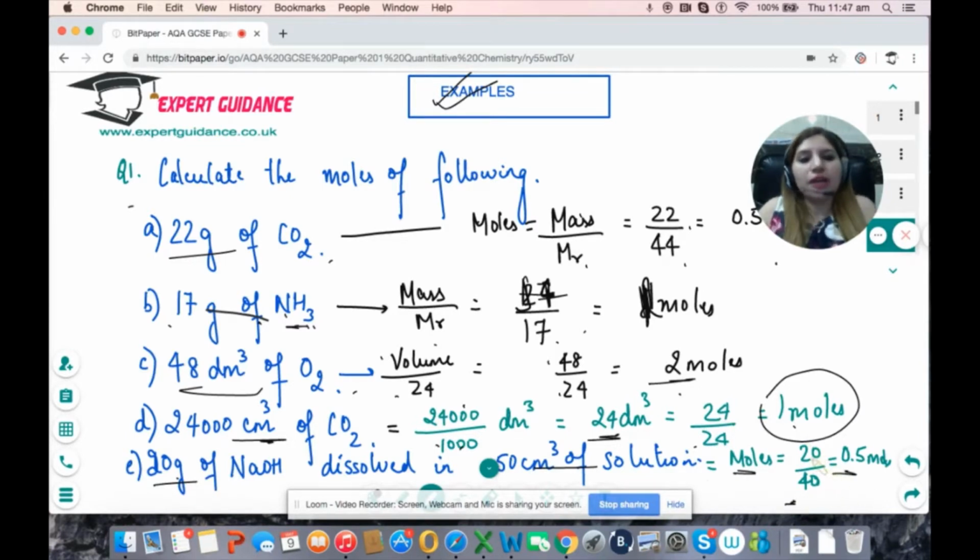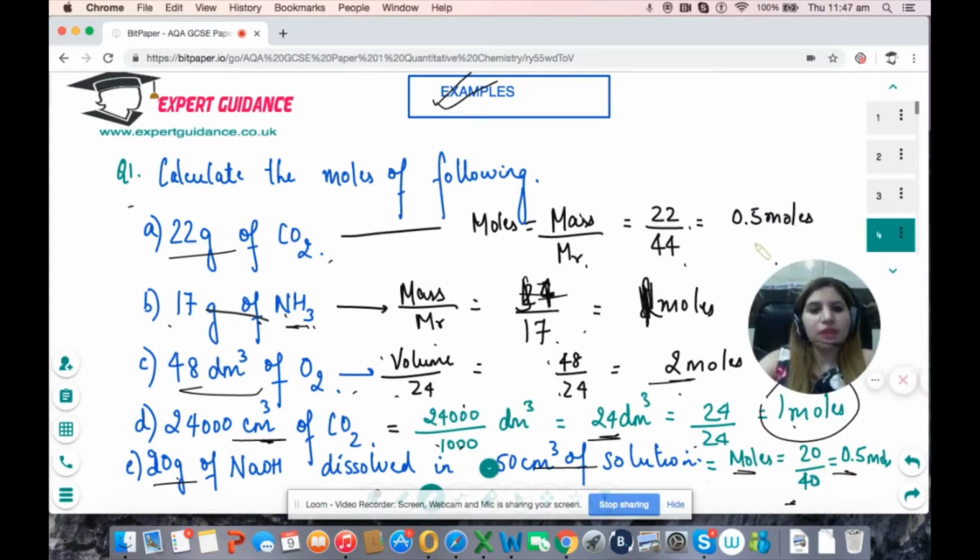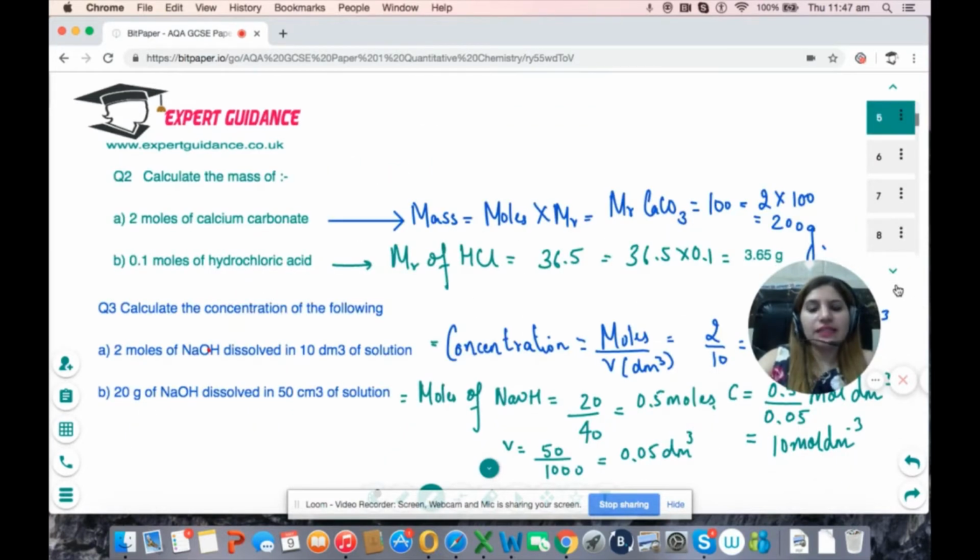Okay, so I hope you are now able to find the moles by different ways, whether the volume is given or the mass is given. Now let's look at how you can use the moles to find the mass. So we will use the same triangles. If you have the moles, you can times the moles by the MR to find the mass.